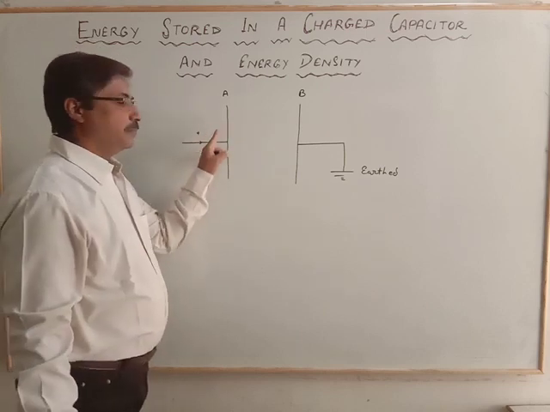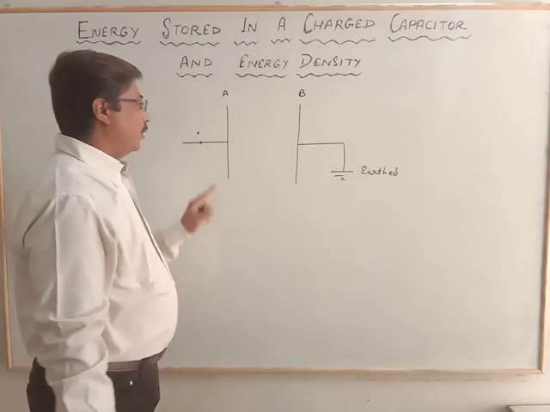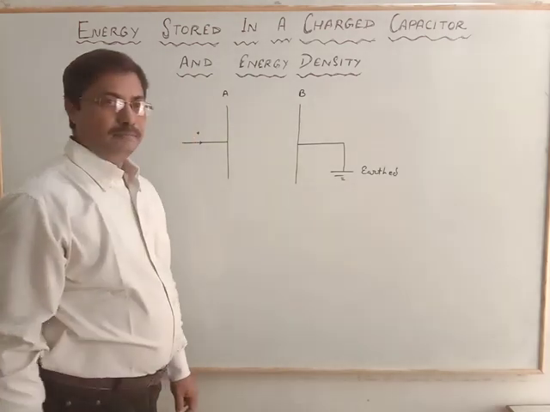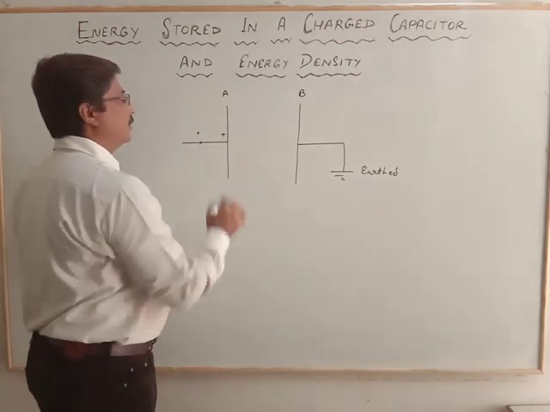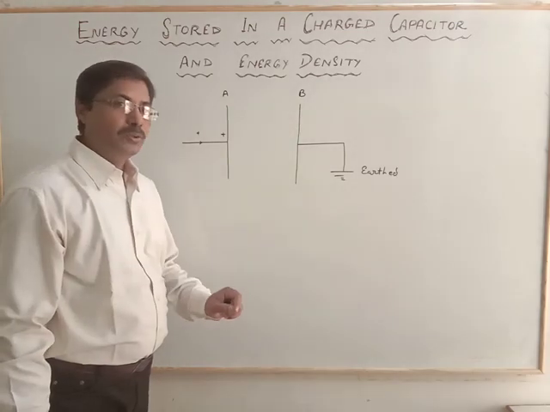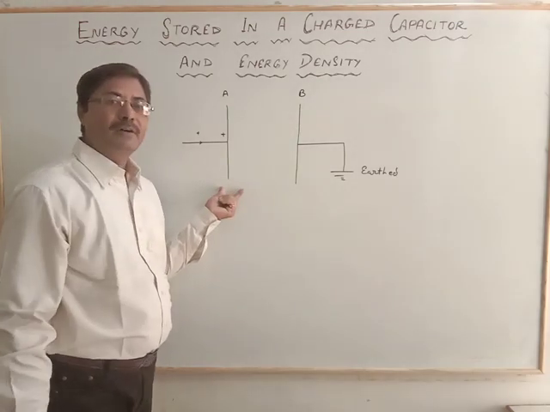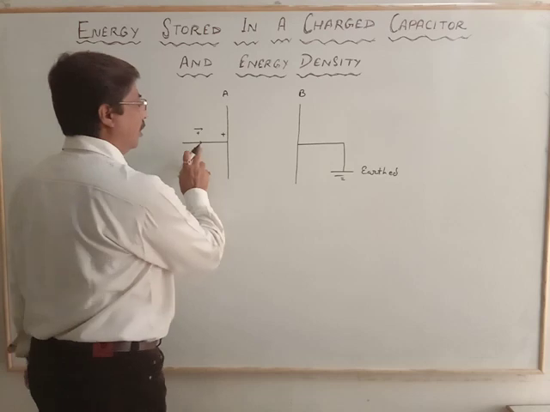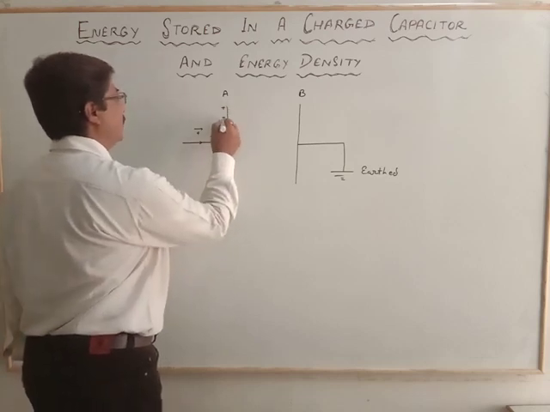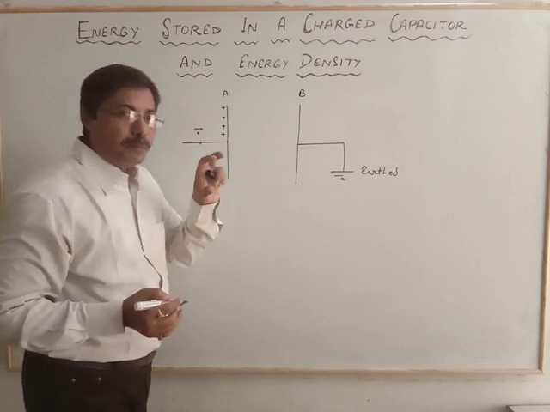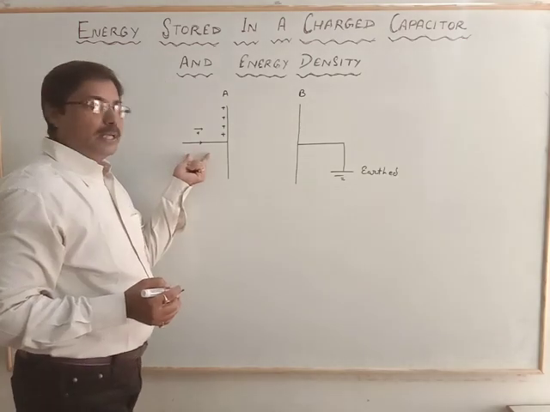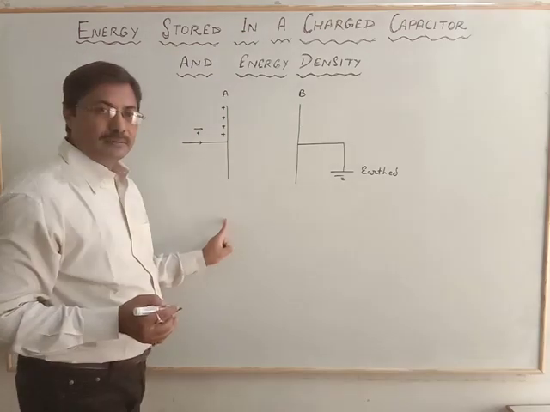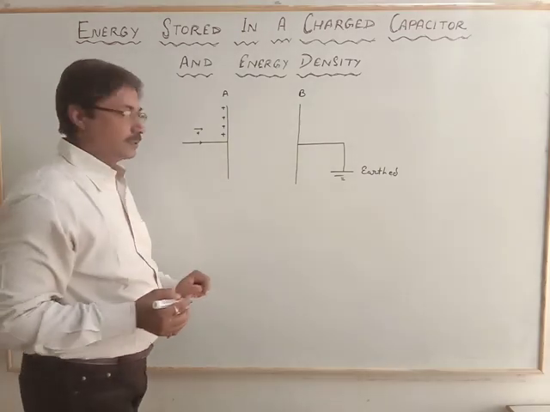Whenever charge is first given to the plate, there is no opposition offered on the charge, and it will easily come to plate A. That we know from the principle of the capacitor. Now further charge will be supplied. In that case the charge will experience some opposing force, and that's why there must be some work done to bring the charge to the plate against the electrostatic force.